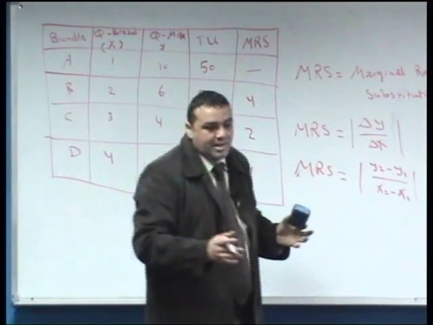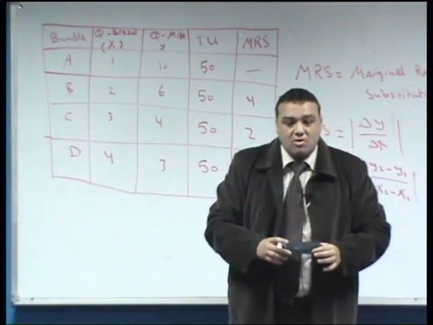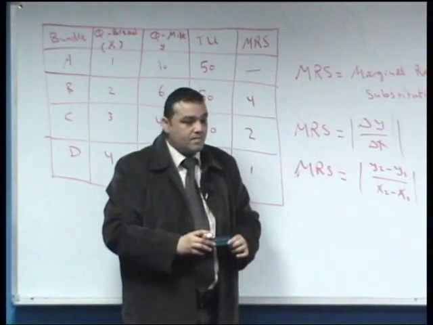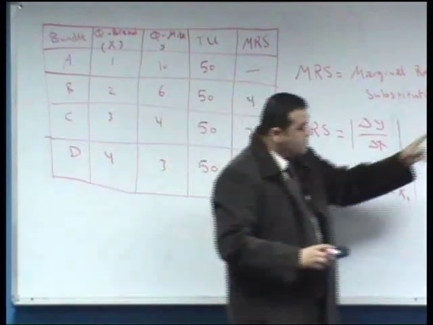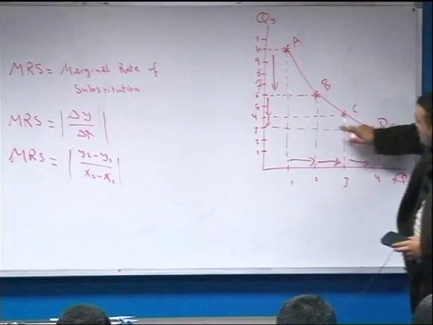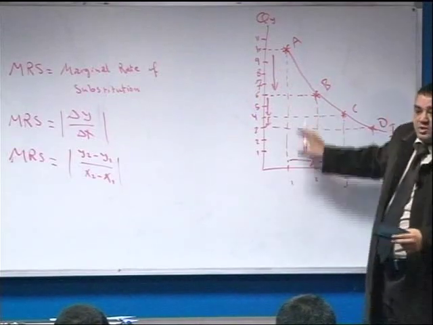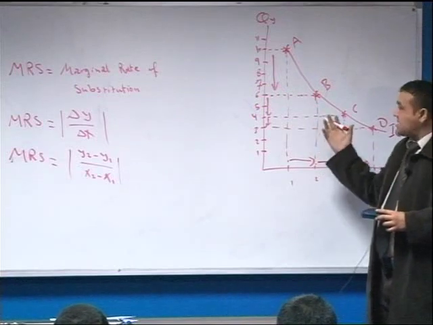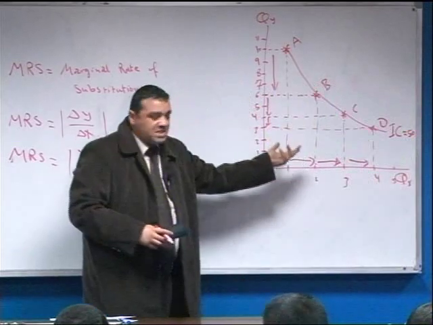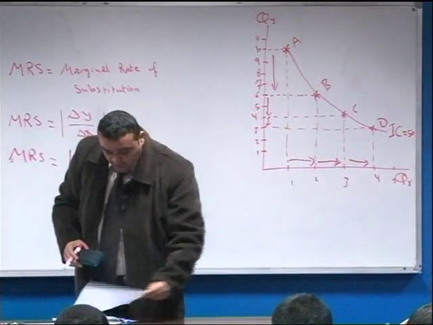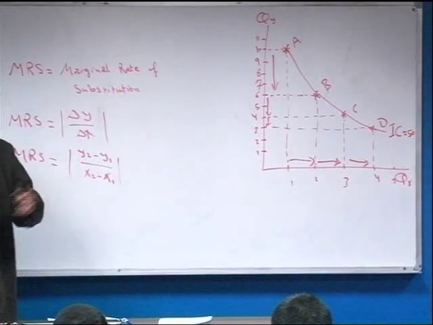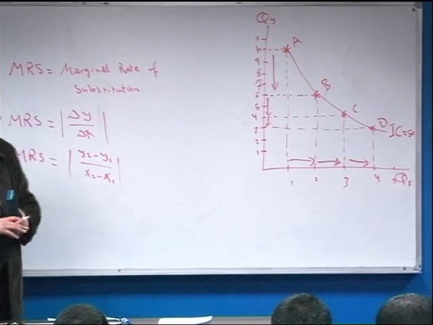So we have an idea or a law. It's called the law of diminishing marginal rate of substitution, because the indifference curve, as you see, is convex toward the origin point. So let's discuss the characteristics of indifference curve, and then we will come back to the idea of marginal rate of substitution.